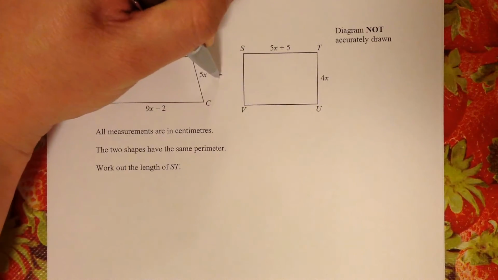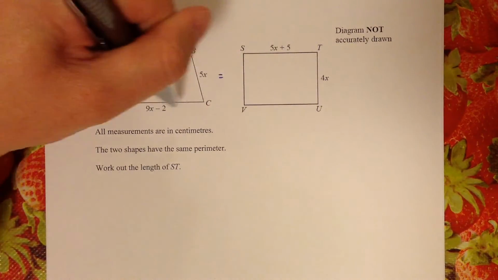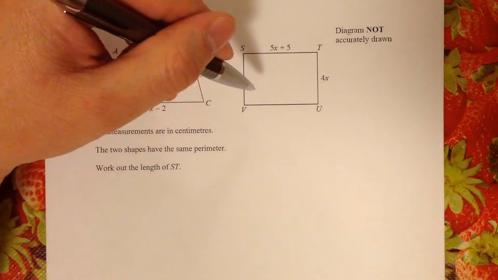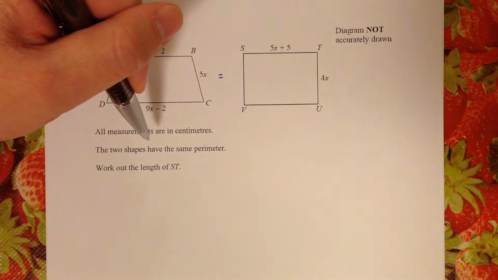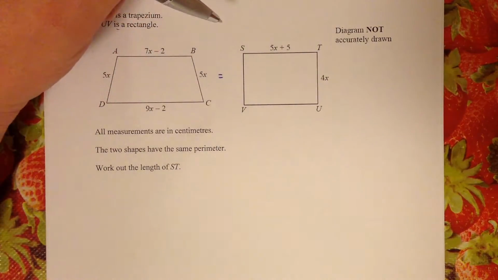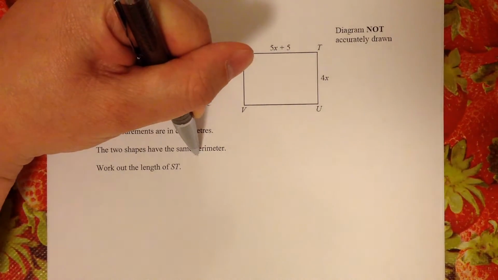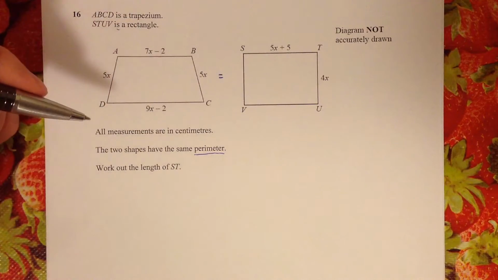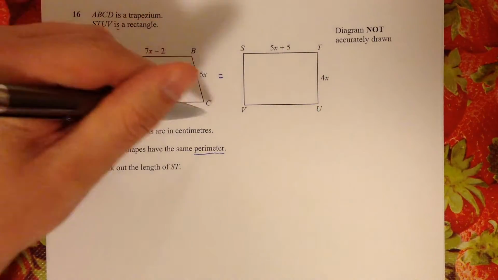So we can say in a minute that the perimeter of this shape is going to equal the perimeter of this shape. It then asks us to work out the length of ST, so this dimension here, 5x plus 5. So the first thing we need to do is think about this concept of perimeter, and we know that perimeter is found by the addition of all of the sides.